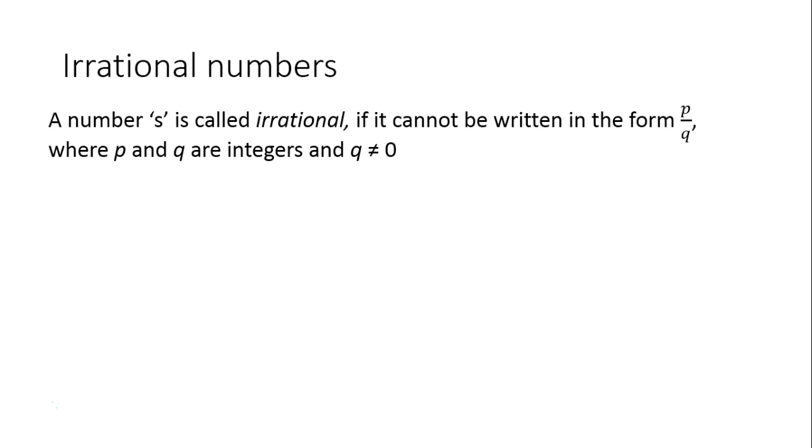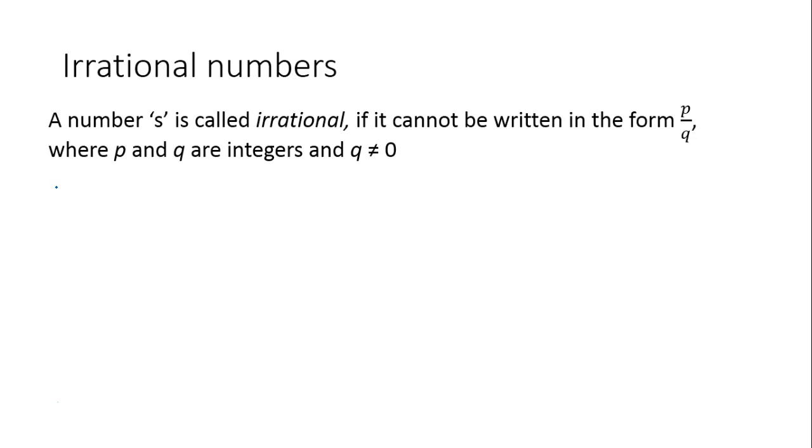So you know that rational numbers are numbers that can be written in the form p by q, where p and q are integers and q is not equal to 0. Irrational numbers are just the opposite. So the definition of an irrational number is: a number s is called irrational if it cannot be written in the form p by q, where p and q are integers and q not equal to 0.